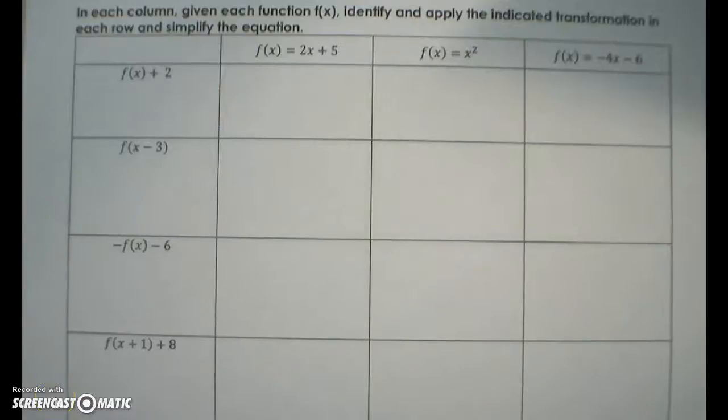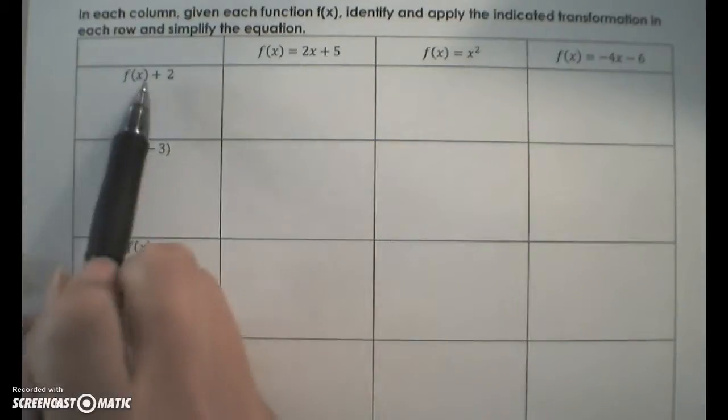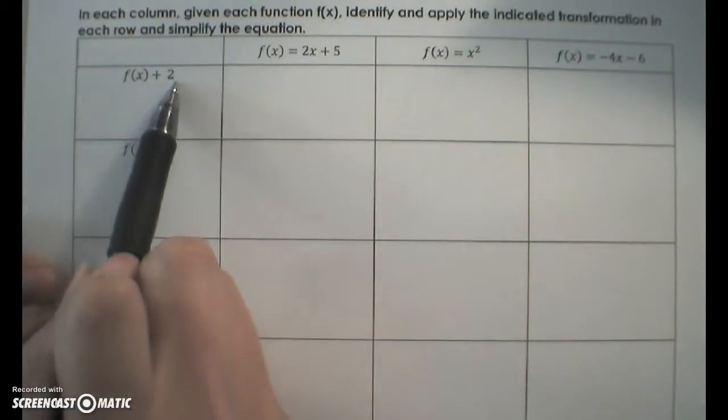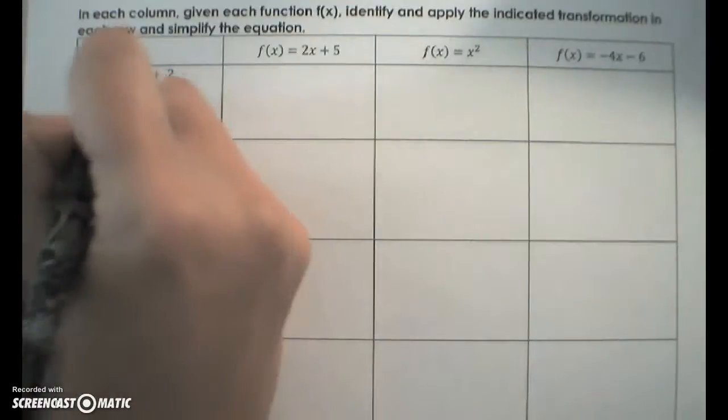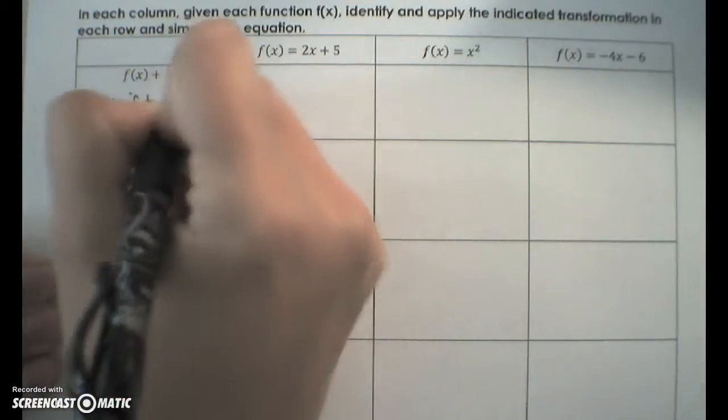All right, this is day 6, part 2, so the back page of your notes packet. What we're going to do here is identify and apply these transformations. So let's look at this first one. We're outside, so we're vertical, and we're a +2. So that means we're a vertical shift up.